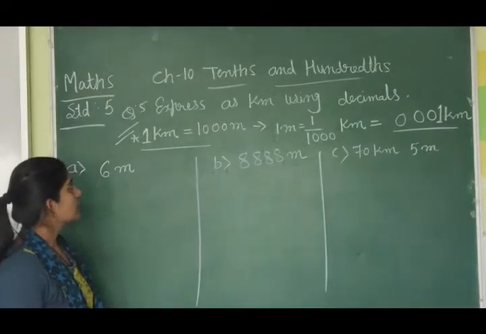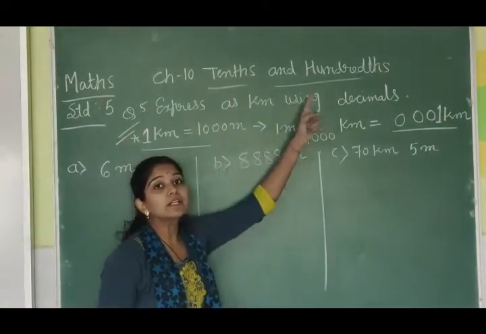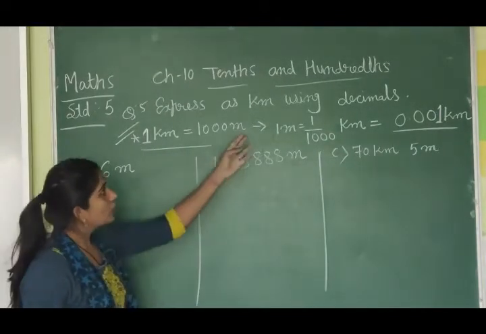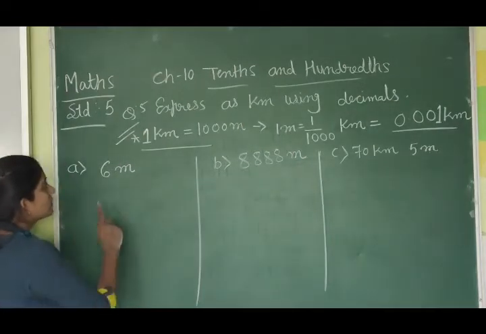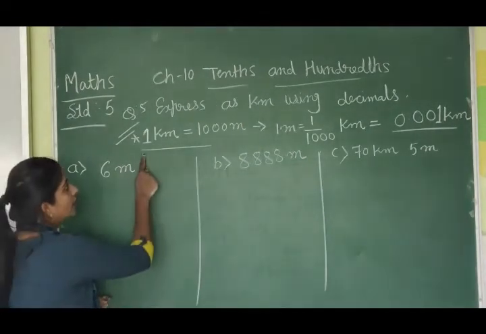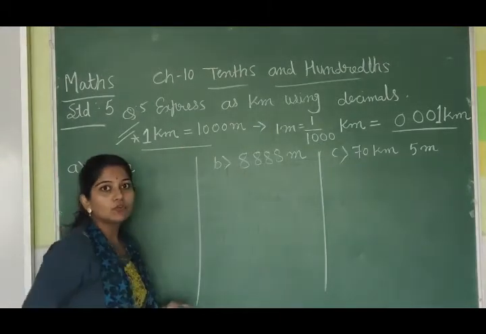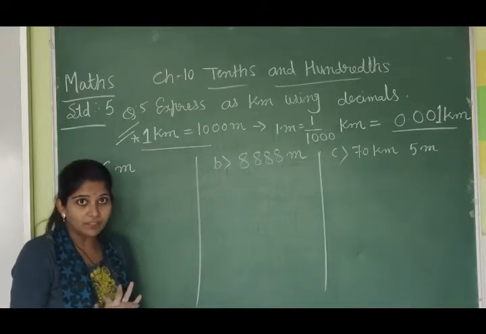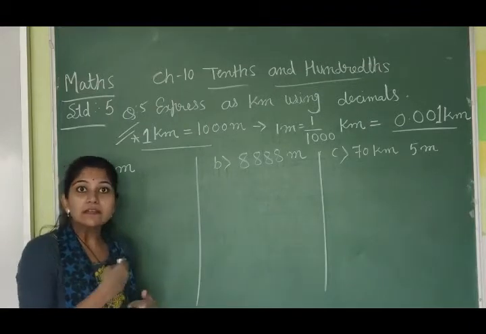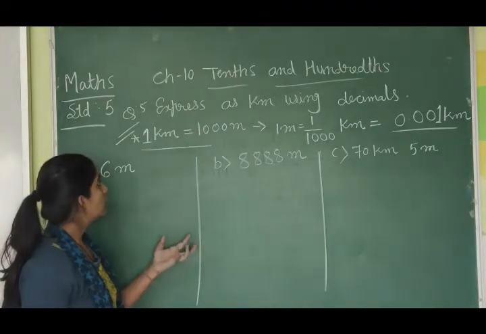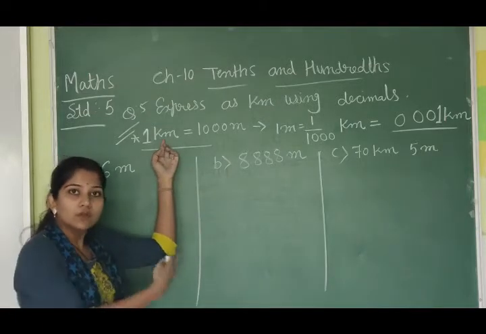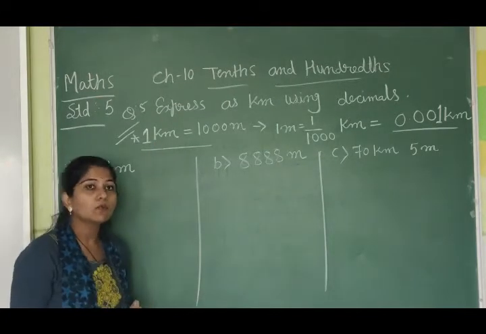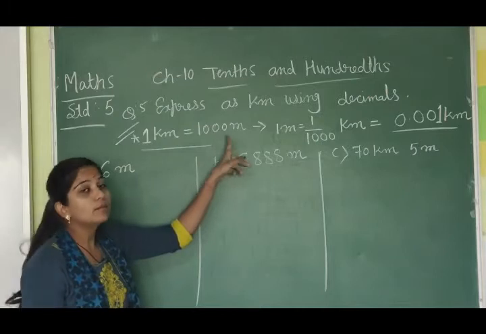Okay students, so the next question is: express as kilometer using decimals. Okay, so kilometer in decimals. For this you have to remember this formula that 1 kilometer is equal to 1000 meter. You know, if we have to measure length then we use meter, centimeter or millimeter. But if we have to measure the distance of one city from another, for that we use kilometer. Means if we have to measure long distance, then we use this particular kilometer, and the formula is 1 kilometer is equal to 1000 meter.